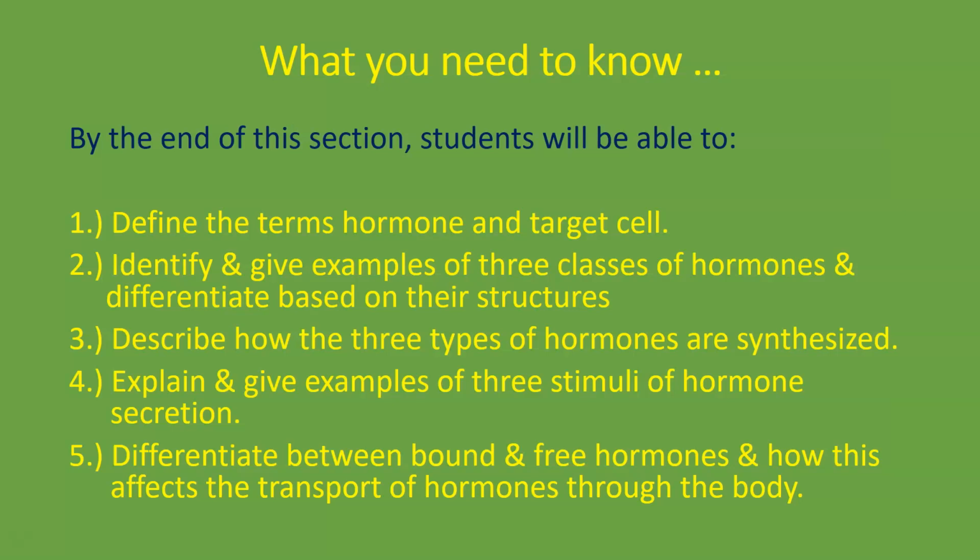Number three, talk about how the three types of hormones are synthesized. Number four, explain and give examples of three stimuli of hormone secretion. And number five, differentiate between bound and free hormones and how this affects the transport of hormones throughout the body.